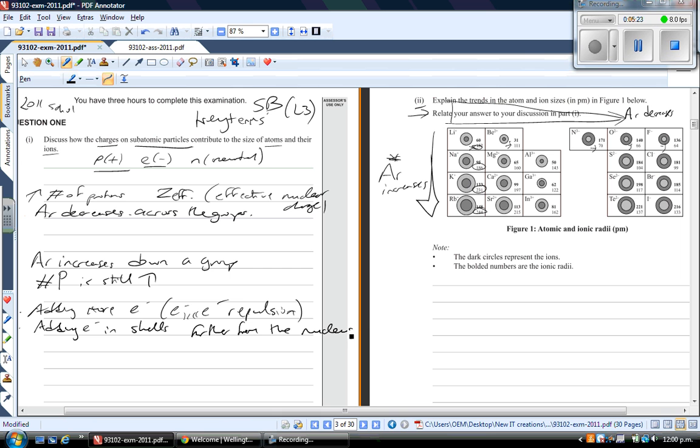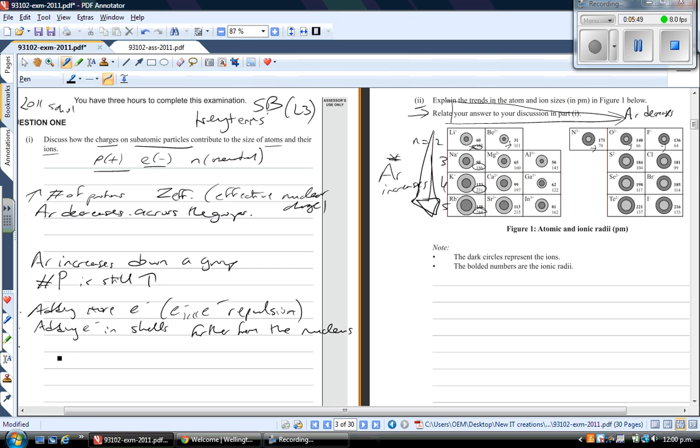So as you go down the group here, you are adding shells. So this would be shell number 2, hydrogen, helium, or shell number 1, number 3, number 4, number 5 for rubidium. You're in shell number 5, so the electrons are physically further from the nucleus. Therefore, the effective nuclear charge on those particular outer shell or valence electrons is much reduced.